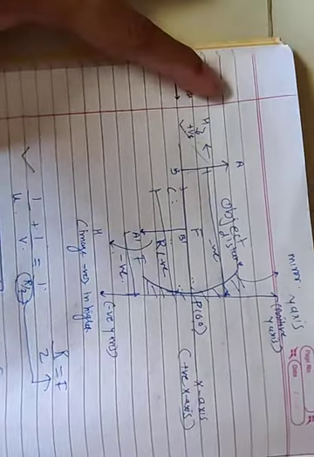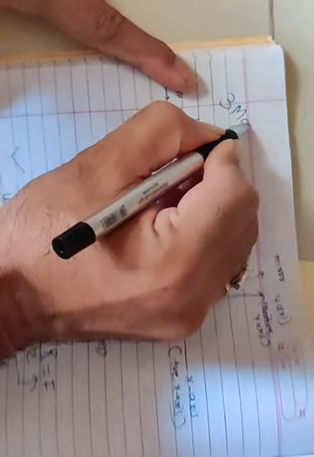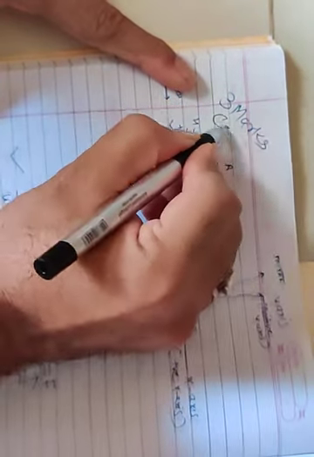Here we have seen the Cartesian sign. This is a 3 marks question: Cartesian sign.